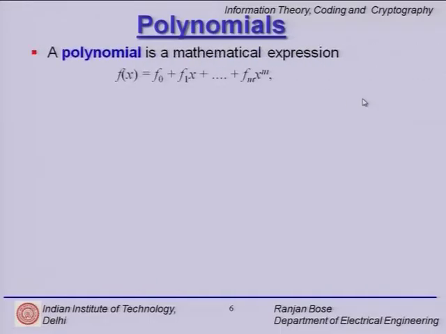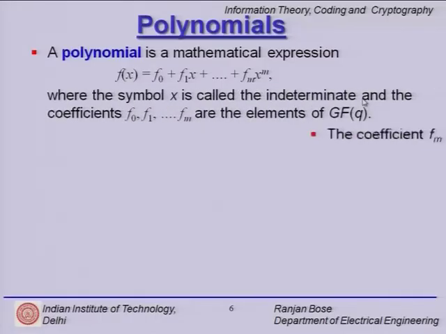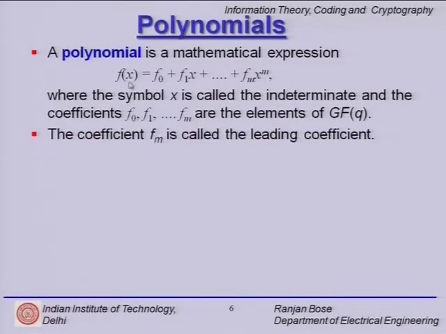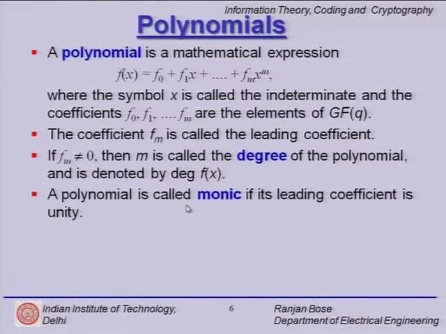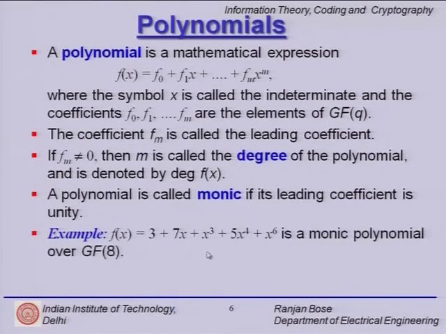We then introduce the notion of polynomials and why they are important. Polynomials in general are represented as follows: f(x) is equal to f0 plus f1x plus so and so forth till fm x raised to power m, where fm is called the leading coefficient and m is called the degree of the polynomial. If fm, which is the leading coefficient, is 1, then it is a monic polynomial.